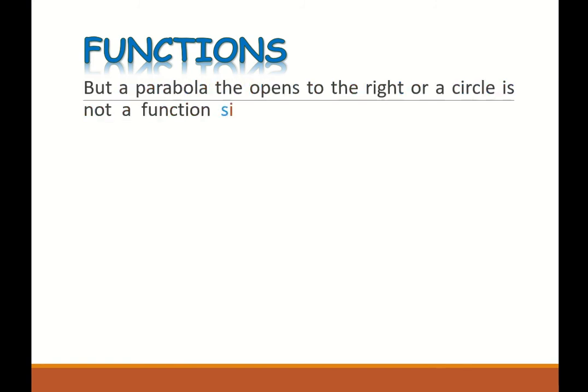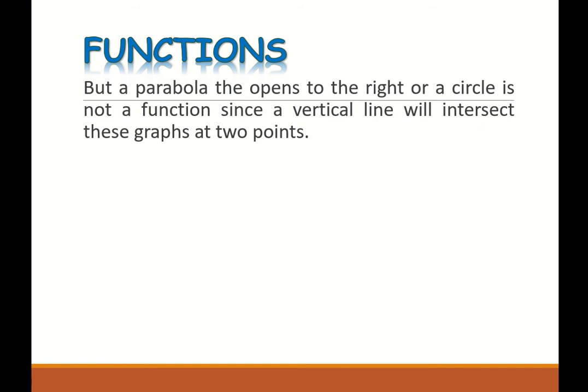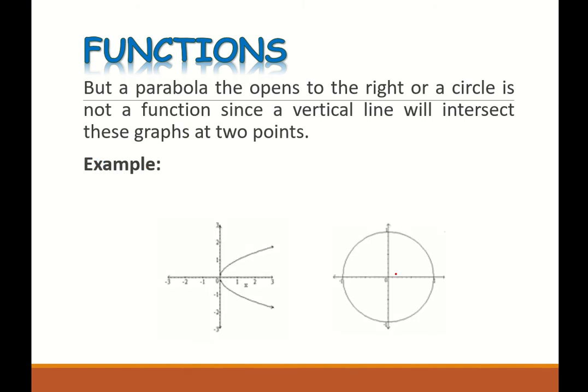But a parabola that opens to the right or to the left, or even a circle, is not a function, since a vertical line test will intersect these graphs at 2 points. Now, for example, you have here a parabola opening to the right or a parabola opening to the left. When you draw a vertical line, it's clearly very helpful.